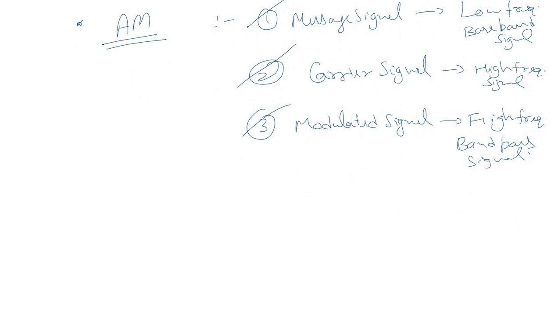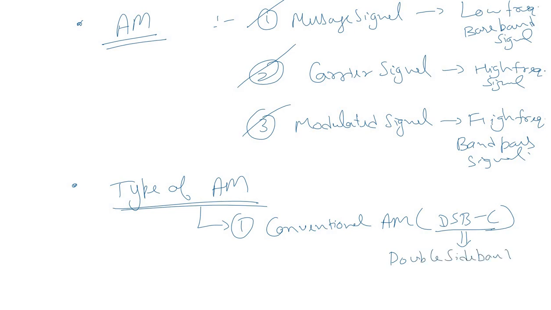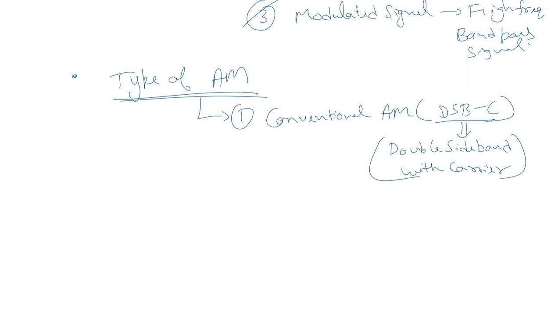Now comes the types of amplitude modulation. Broadly we can classify amplitude modulation into 4 different categories. First one is conventional AM, which is also known as double sideband with carrier. This DSBC stands for double sideband with carrier. We'll know more about this nomenclature, double sideband with carrier, as we move on.